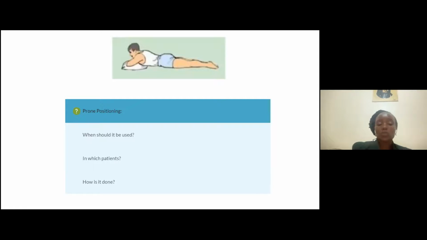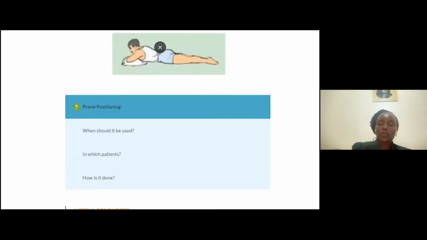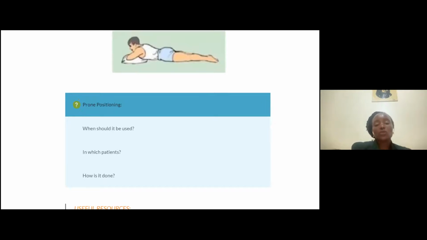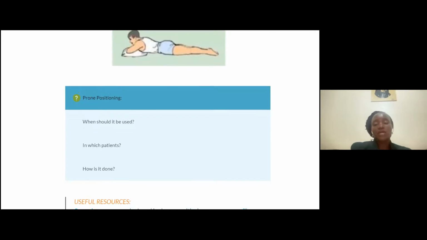So when should it be used? It should be used in patients you suspect have ARDS in the ICU. It's something that you plan, so you can decide to do it every 4 hourly, every 6 hourly, depending on how that patient is. The earlier you start prone positioning in this patient, the better. You need a lot of manpower to be able to prone that patient in the ICU. I've said in which patients, and how it is done in the ICU.